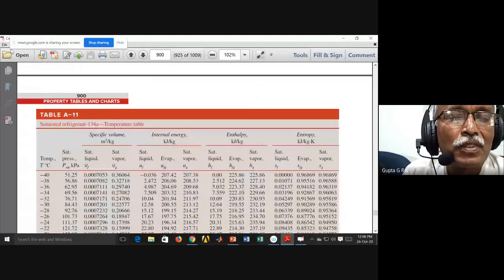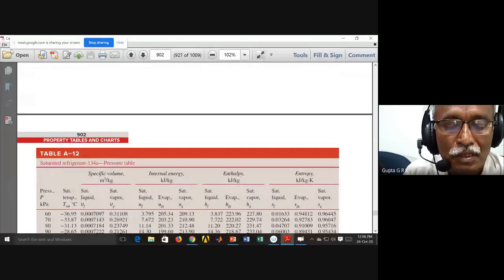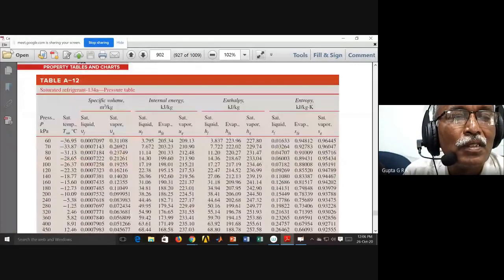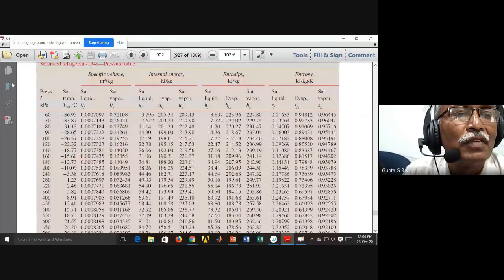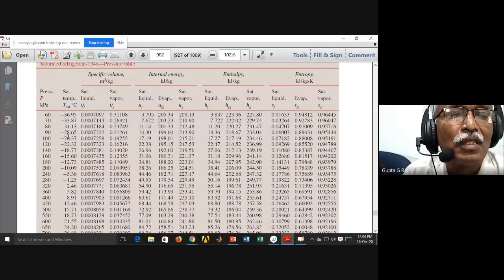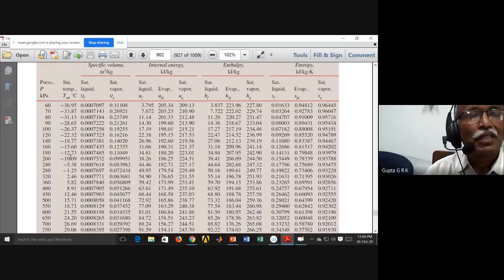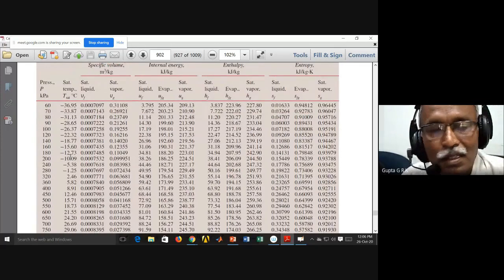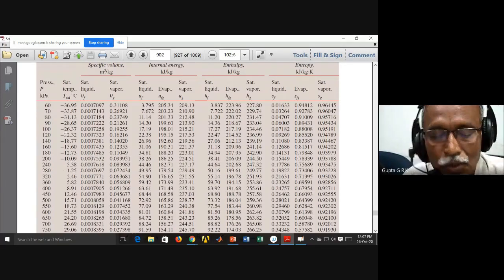So R134A tables you will get here. We have to go to pressure tables. In this pressure table, you find out corresponding to the given pressure what is the saturation temperature. So at those two pressures, you will get two saturation temperatures, one TL and one TH. Then the only thing is you have to be careful, they are in centigrade, you have to convert it to Kelvin, and you have to do that.